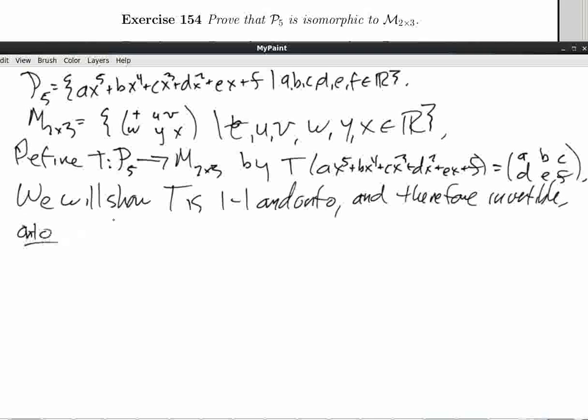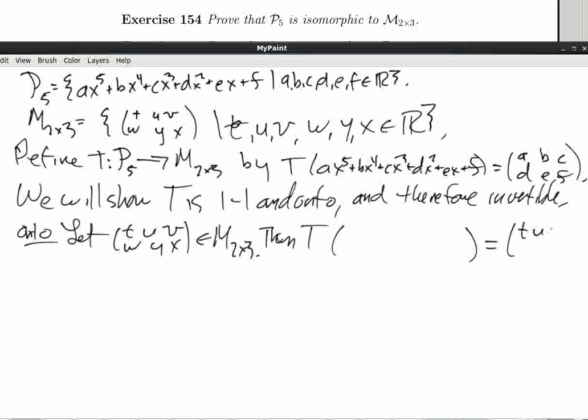For onto, let t, u, v, w, y, x belong to the 2x3 matrices. Then I'm going to wow you. I'm going to come up with an input such that the output is this. Here's the input: tx^5 + ux^4 + vx^3 + wx^2 + yx.